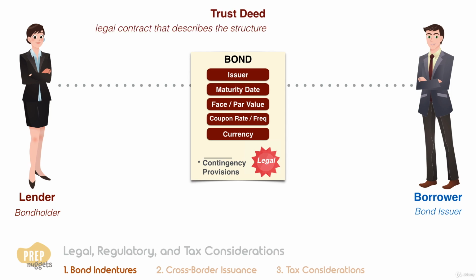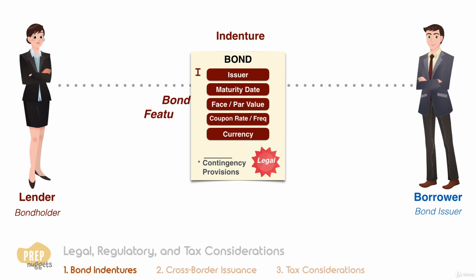The trust deed is the legal contract that describes the structure of the bond, the obligations of the issuer, and the rights of the bondholders. The trust deed is also frequently known as the bond indenture. The indenture states the basic features of the bond issue, which we have discussed in the last lesson. It is written in the name of the issuer and states the maturity date when the bonds will be repaid, the principal value for each bond, the coupon rate, and the dates the coupon rates will be made, the currency in which the bond is denominated, and whether the bond comes with any contingency provisions.